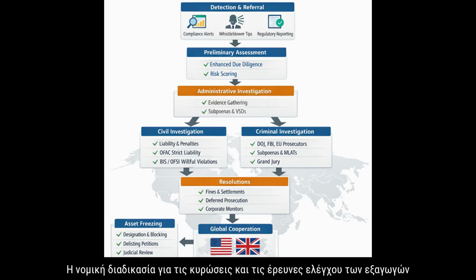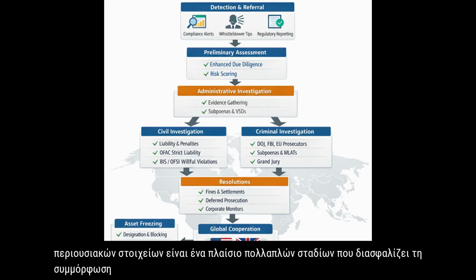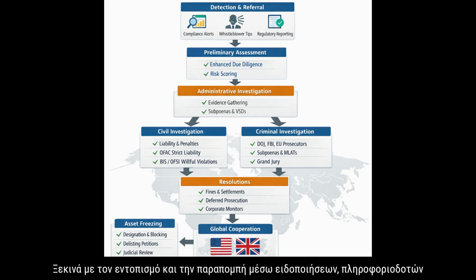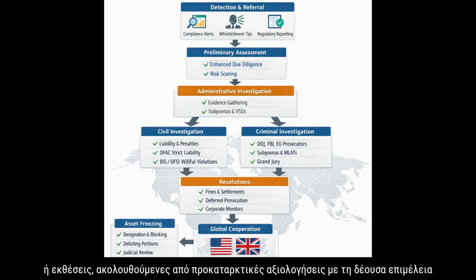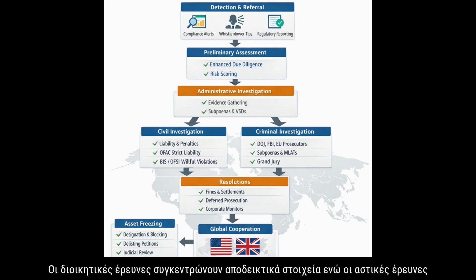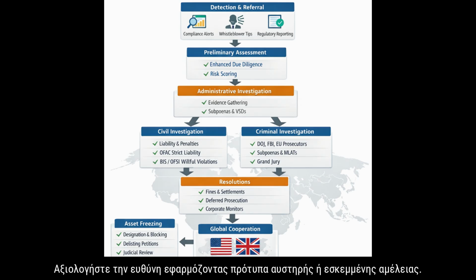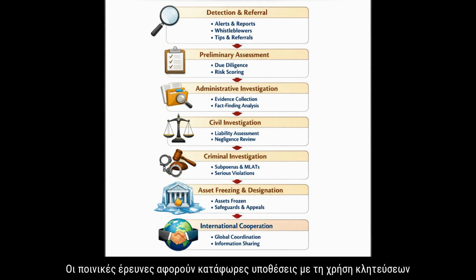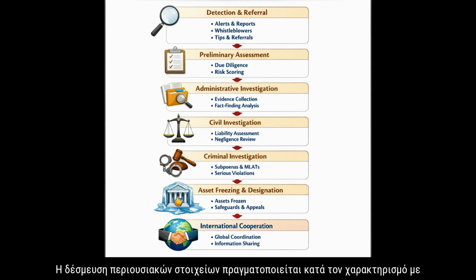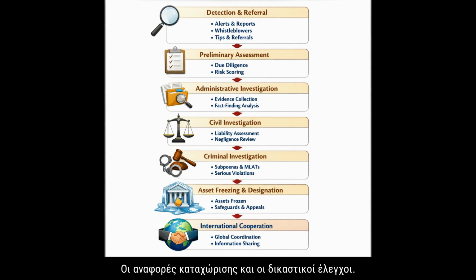The legal process for sanctions and export control investigations and asset freezing is a multi-staged framework ensuring compliance and accountability. It begins with detection and referral via alerts, whistleblowers, or reports, followed by preliminary assessments with due diligence and risk scoring. Administrative investigations gather evidence, while civil investigations assess liability, applying strict liability or willful negligence standards. Criminal investigations address egregious cases using subpoenas and MLATs. Asset freezing occurs upon designation with safeguards like delisting petitions and judicial reviews. International cooperation ensures coordination in enforcement efforts.